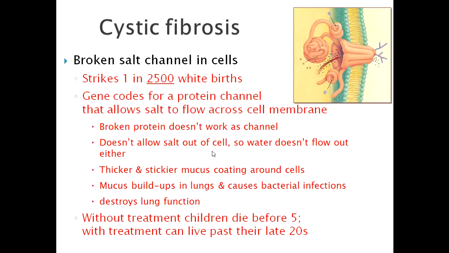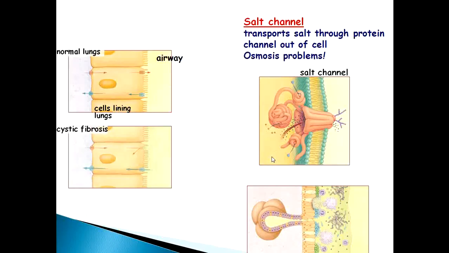Cystic fibrosis, a broken salt channel in cells, strikes 1 in 2500 white births. The gene codes for a protein channel that allows salt to flow across the cell membrane. The broken protein doesn't work as a channel, doesn't allow salt out, so water doesn't flow out. Thicker and stickier mucus coats the cells, causing mucus buildup and bacterial infection. Without treatment, children die before 5. With treatment, they can live past their 20s.